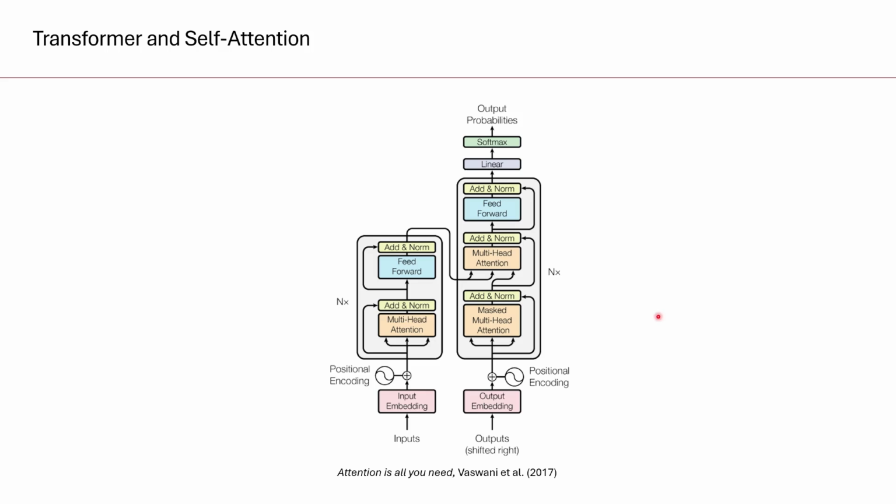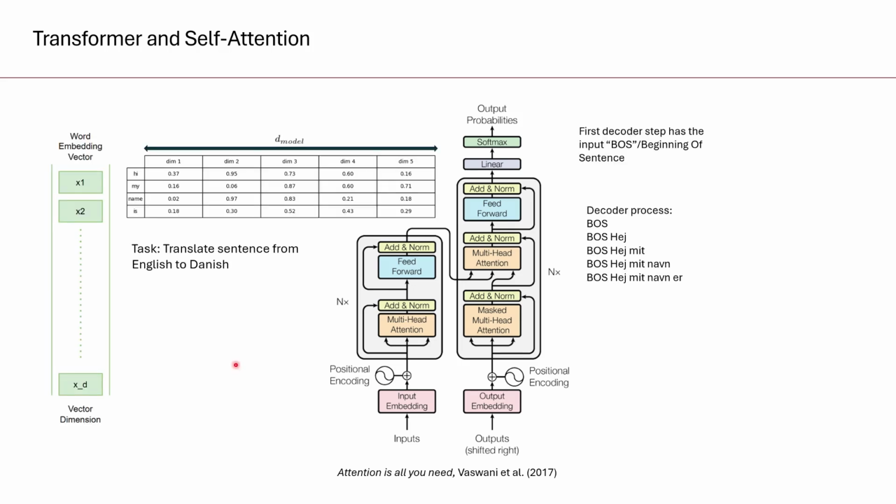The transformer that you see here consists of an encoder on the left side and a decoder on the right side. To begin with, I would like to show you how input is being processed and essentially how the transformer accomplishes a task. Let's say the task is to translate this sentence, "Hi, my name is," from English to Danish.